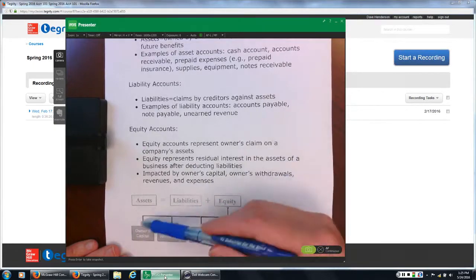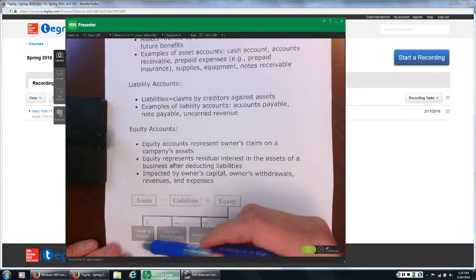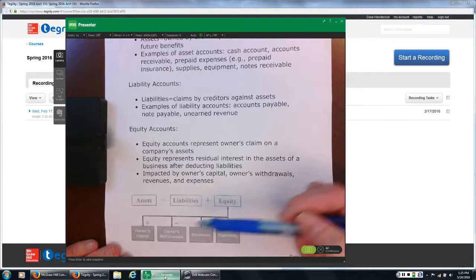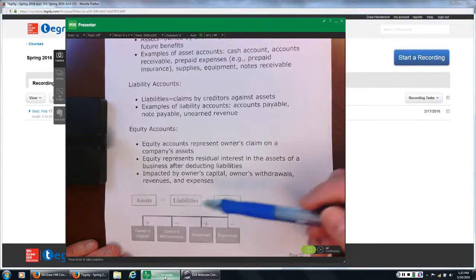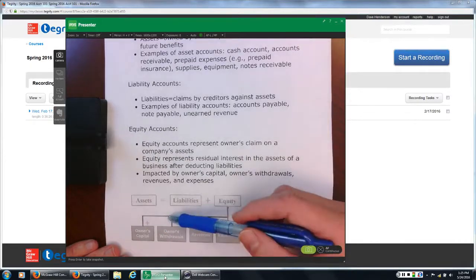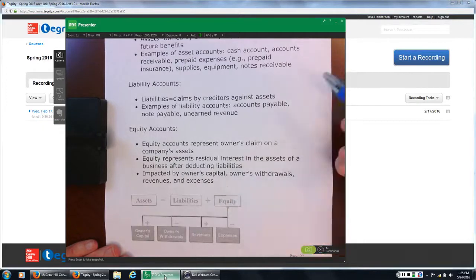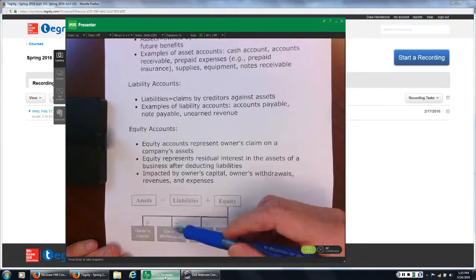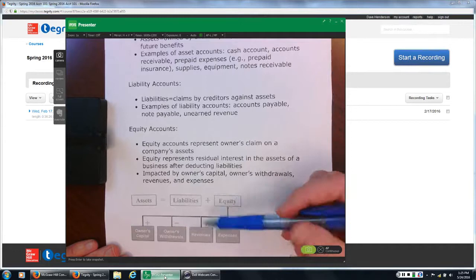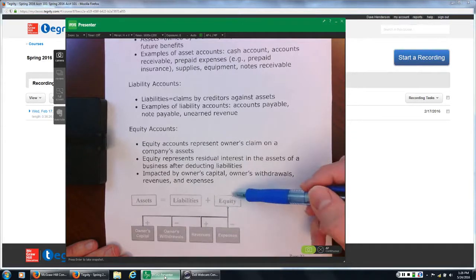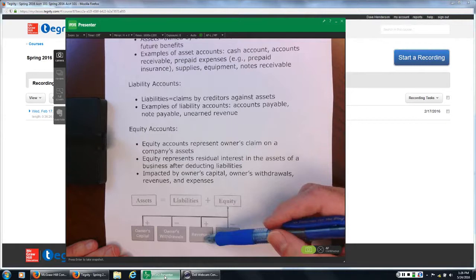So owner's capital, which is owner investments, so owners invest money into their company, right? That would be a positive impact on equity. Owner withdrawals, owners taking money out of the company to pay personal expenses, decrease equity. We also have revenues, and revenues positively influence equity. An example of revenue would be sales, or we could also say interest revenue.